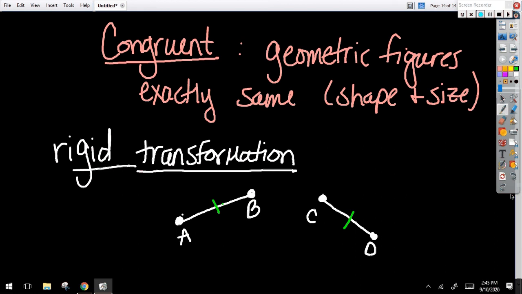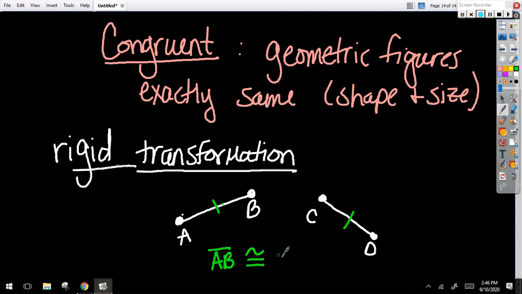As I name them, I use special symbols to show congruence. We would name the line segments. So I got line segment AB, and it looks kind of like an equal sign, but above that equal sign, there's a little squiggly line above, okay?